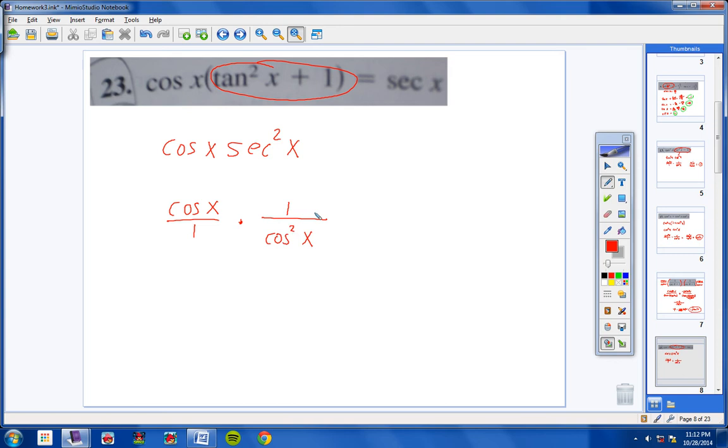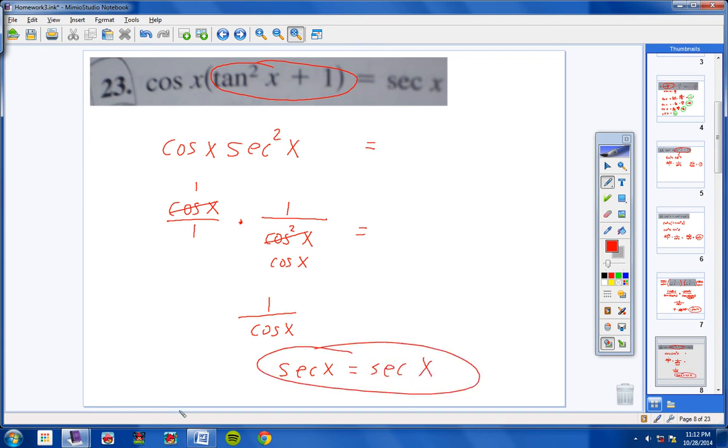Look at that. So you can take away one cosine here, take away one cosine here, and you're left with 1 over cosine, and 1 over cosine is secant. Secant x equals secant x. Okay, there we go. Not too hard.